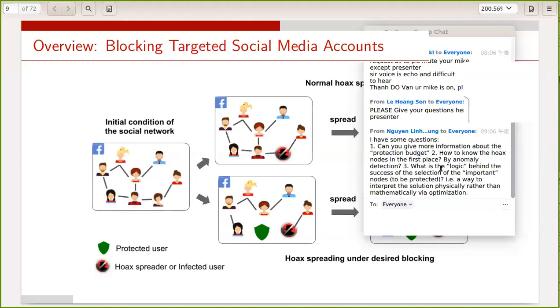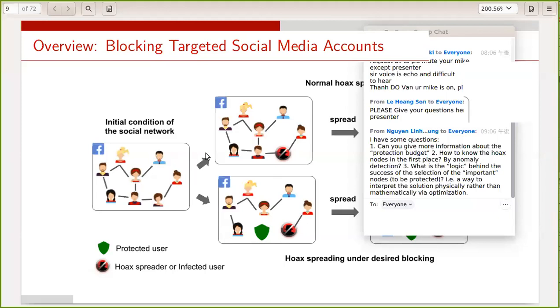Okay, the third question is: what is the logic behind the selection of the important nodes? This is interesting. It is a way to interpret the solution physically rather than mathematically. Quite good.